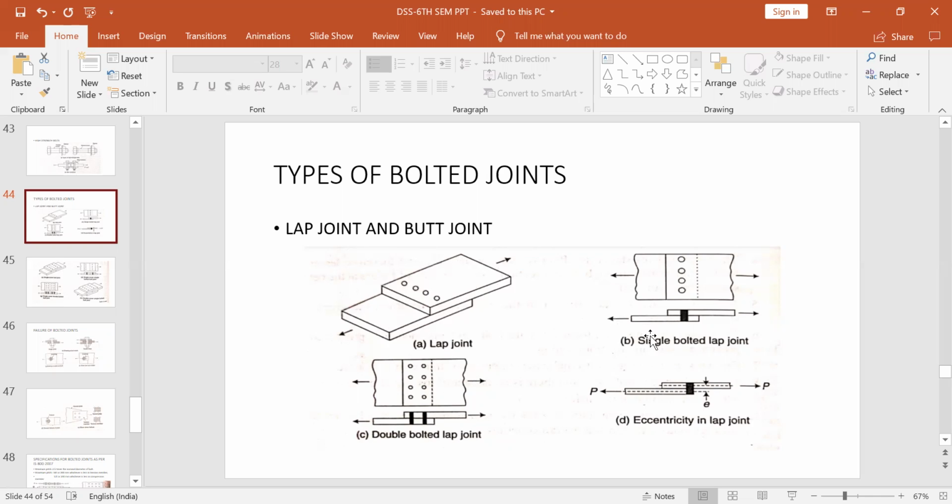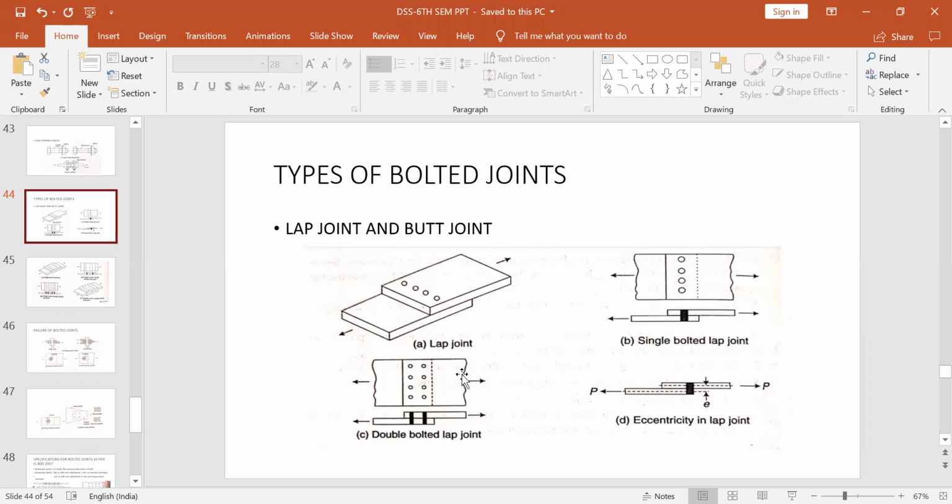This is a lap joint. So this is a single bolted lap joint. Single bolted lap joint means only one plate is there. This is the main plate and this is the cover plate. So only one cover plate is there and it is overlapped. This is the overlapping distance. This is called a lap joint. So if you are applying tension force T here or P here, the same force will be applied here also.